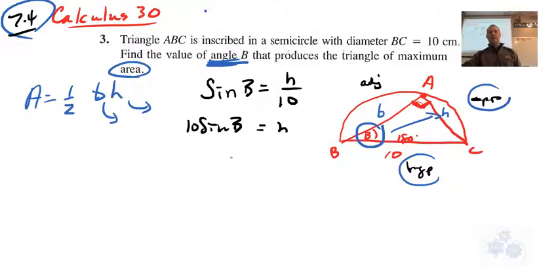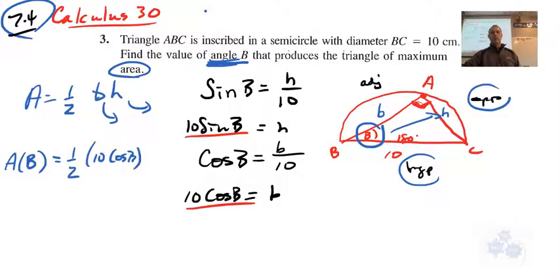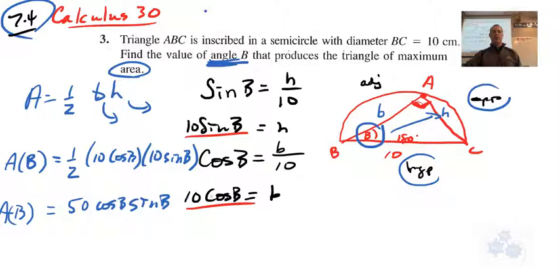Now what about b? How do we write b here? Well, this is adjacent and hypotenuse. Adjacent over hypotenuse, that's cos, right? Cos of B is little b over 10. Is this making sense? Okay. So here now I have h and I have b. And so the area is going to be in terms of big angle B: 1/2 times 10 cos B times 10 sine B. Okay, we could further simplify that. So this is 100 times 1/2, which is 50 cos B sine B. Right?